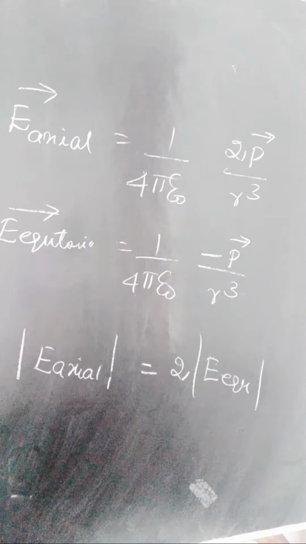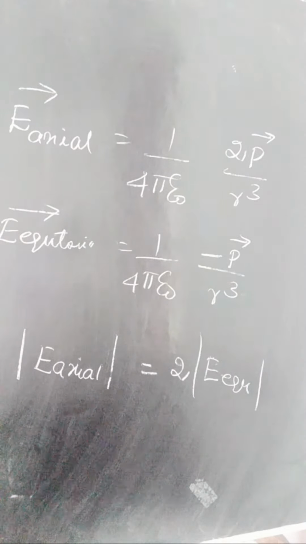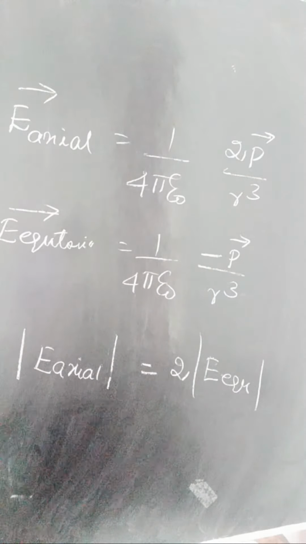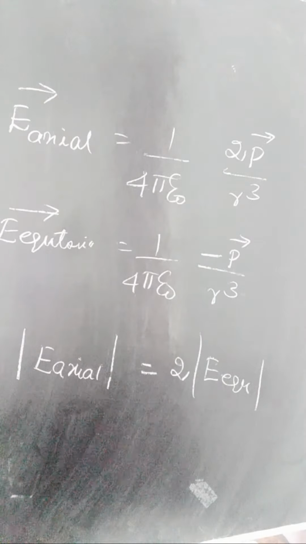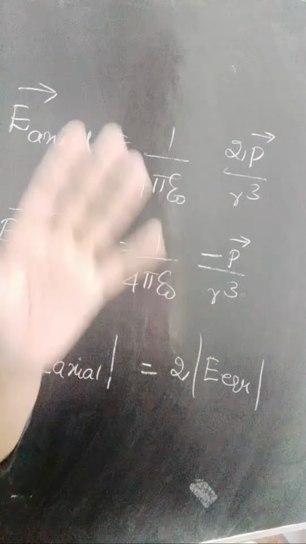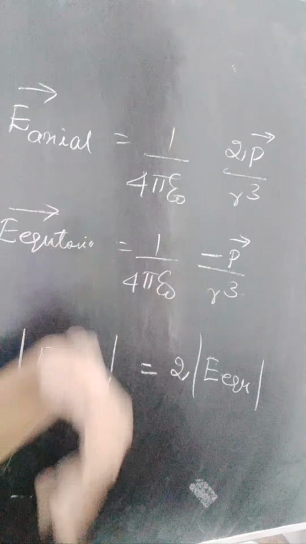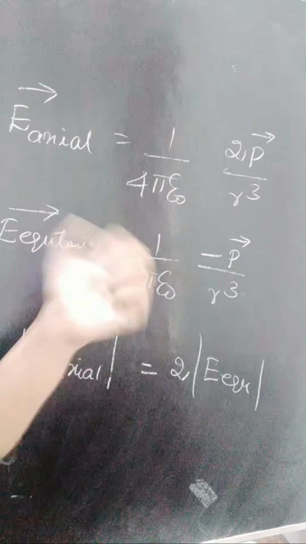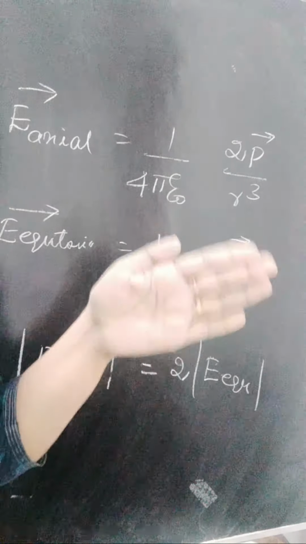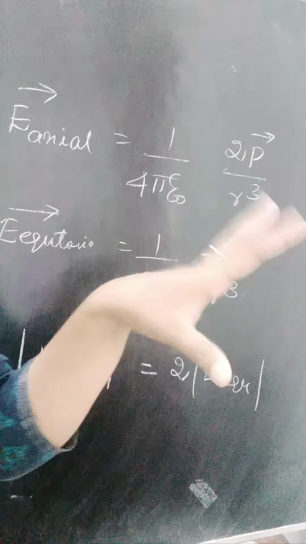Which one will be more, E axial or E equatorial? Because E axial is double of the E equatorial, E axial is more. So we can say the electric field value is greater when the point is taken along the axial line, not on the equatorial line. Whenever the point makes an angle, the electric field value will start decreasing. Along the axial line only it will give you the maximum electric field.